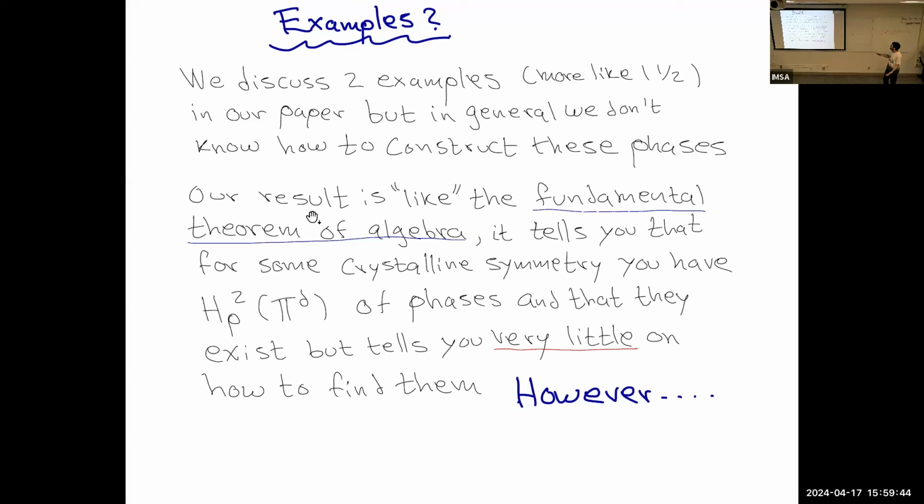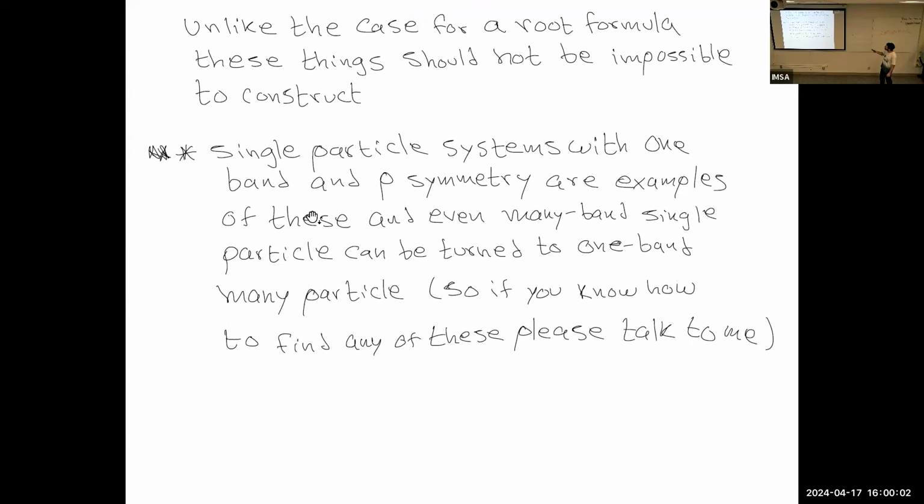But this theorem is more like the fundamental theorem of algebra. It tells you that given a crystalline symmetry, you have this amount of phases and that they exist. But it doesn't tell you almost anything about how to construct a Hamiltonian that represents one of these spaces. Nevertheless, unlike the root formula that doesn't exist for degree 5 and higher, these things do exist. It's just that mathematically they're not that easy to construct, at least in the mathematical literature. Maybe Bernardo or Kiko know something about it, but these are very complicated things to construct in general.